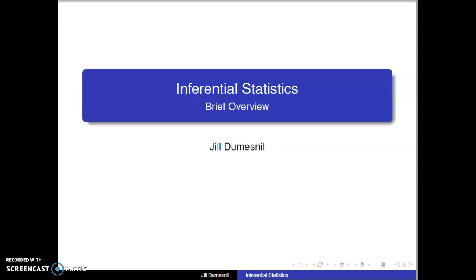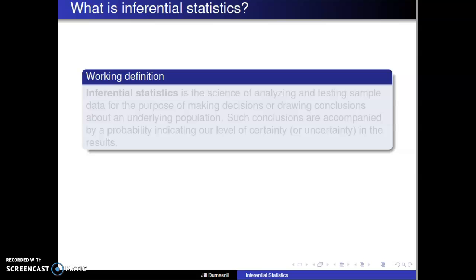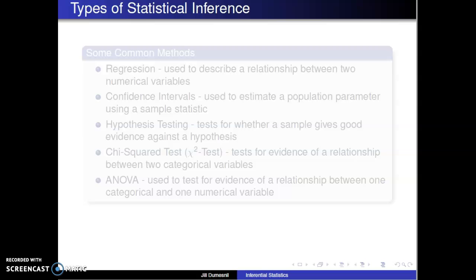In this video, we will give an introduction to inferential statistics focused on definitions and big ideas. What is inferential statistics? We present a basic working definition. Inferential statistics is the science of analyzing and testing sample data for the purpose of making decisions or drawing conclusions about an underlying population. Such conclusions are accompanied by a probability indicating our level of certainty or uncertainty in the results. There are several methods or tests used in inferential statistics.